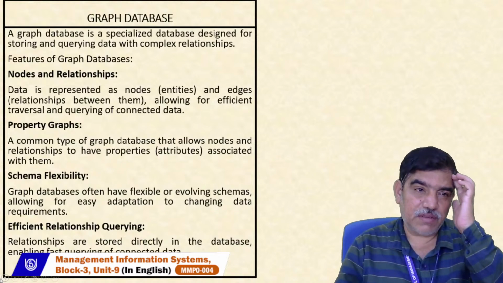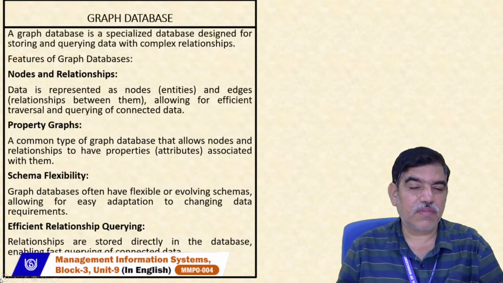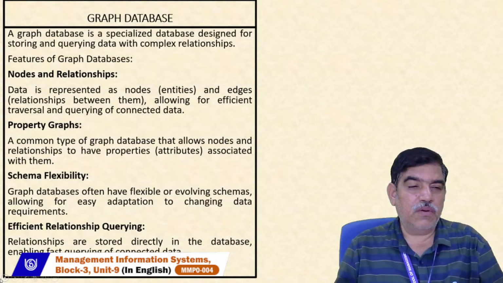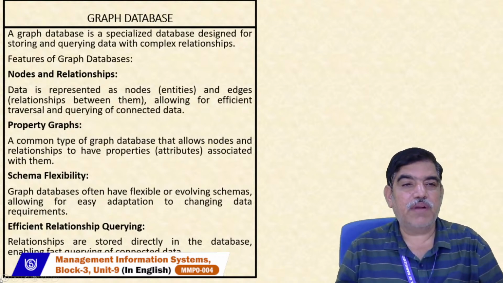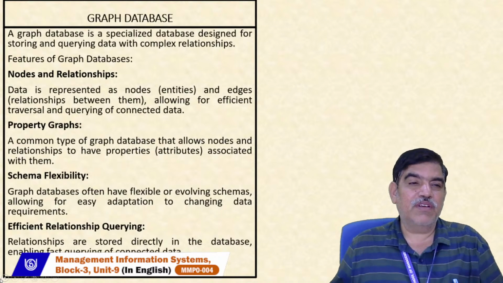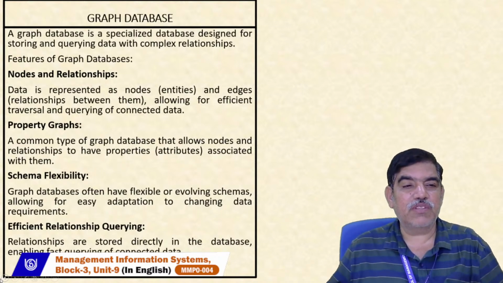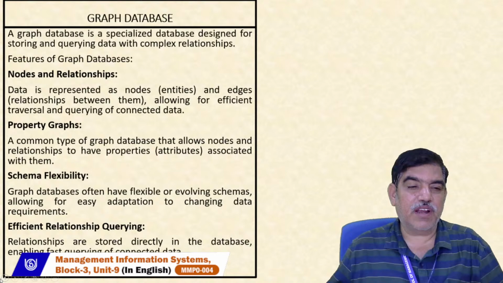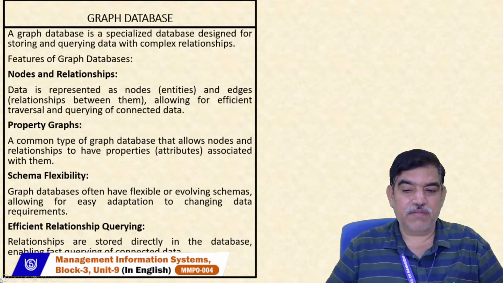Then graph database. A graph database is a specialized database designed for storing and querying data with complex relationships. Features of graph database: nodes and relationships, property graph, schema flexibility, efficient relationship querying.